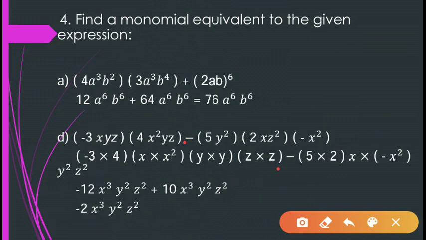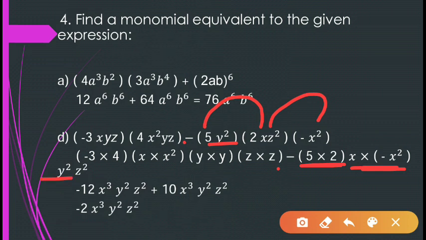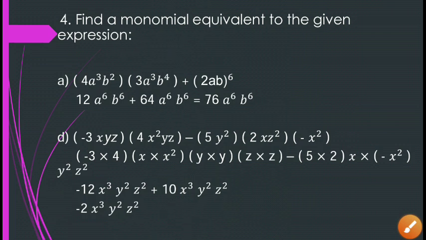Now minus, so here it is a minus. Now 5 into 2 are the constants, write them together. Then x and minus x square, x and minus x square. Now what is remaining? y is alone, so write y alone. z square is alone, so write z square as it is. Okay, now multiply one by one.